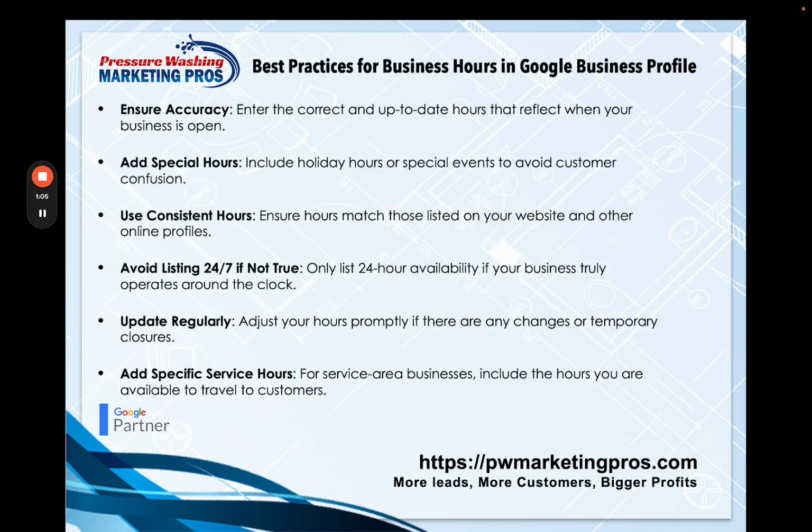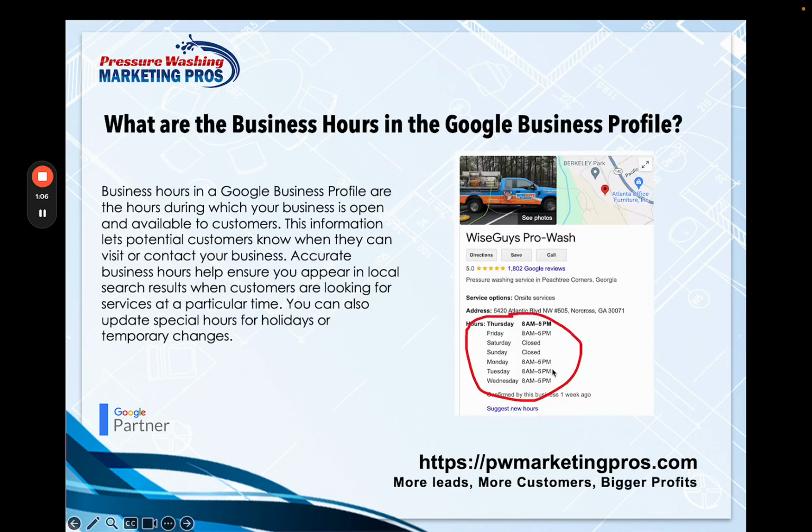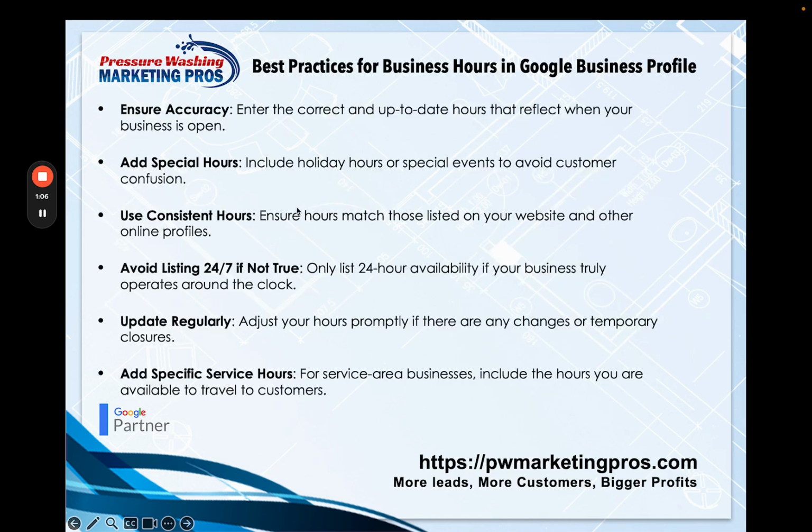And so what are the best practices for business hours in the Google Business Profile? Well, of course, guys, as you can see in this example, it displays your hours so that people know when to call you, when not to call you. So ensure accuracy, right? The best practice is to make sure that you have the correct and up-to-date hours to reflect when your business is open. Nobody wants to call and you don't answer because you're not open. Add any special hours, including holidays and special events, to avoid customer confusion. Also use consistent hours, so ensure hours match.